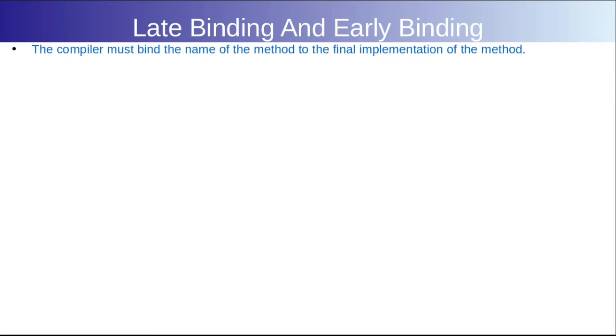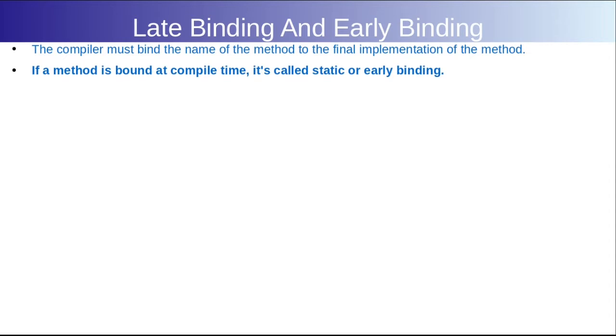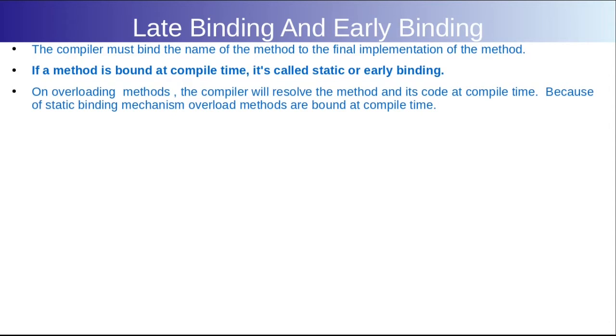Welcome back. In this lecture, we will go through late binding and early binding. The compiler must bind the name of the method to the final implementation of the method. If a method is bound at compile time, it is called static or early binding. On overloading methods, the compiler will resolve the method and its code at compile time. Because of the static binding mechanism, overload methods are bound at compile time.